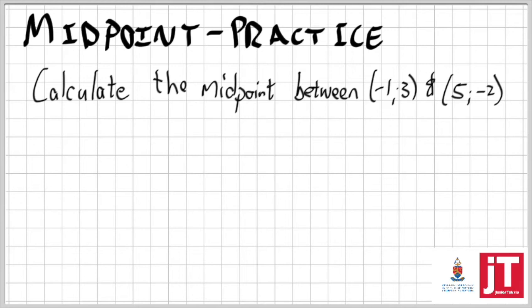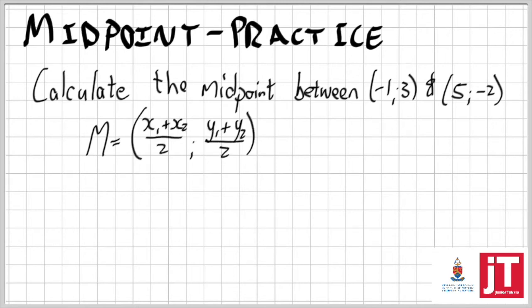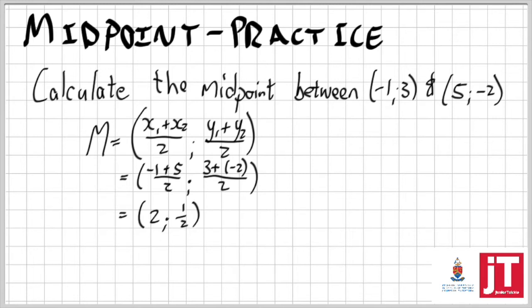Calculate the midpoint between those two set of coordinates. Use the midpoint formula. What is the midpoint formula again? x1 plus x2 over 2 and y1 plus y2 over 2. After that, substituting in. Please don't worry about writing anything in between. Just give your answers as 2 and 1/2.